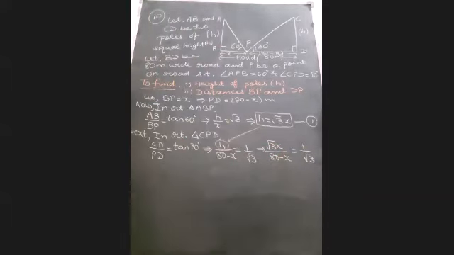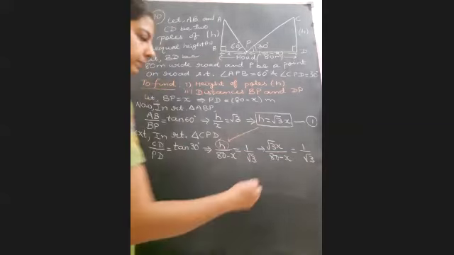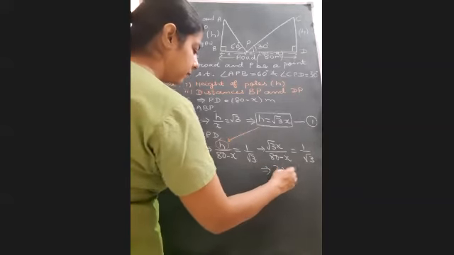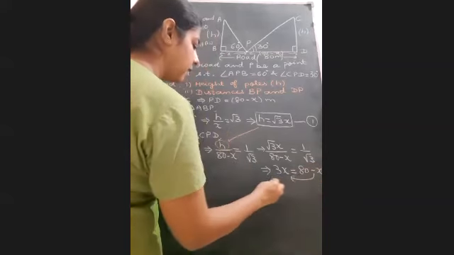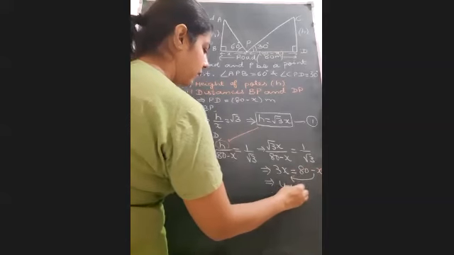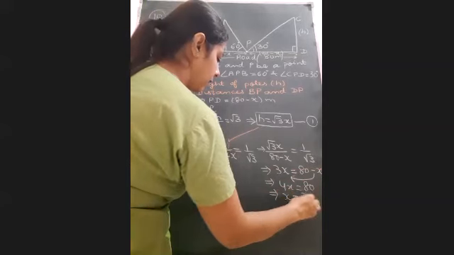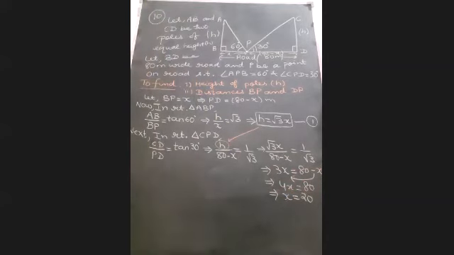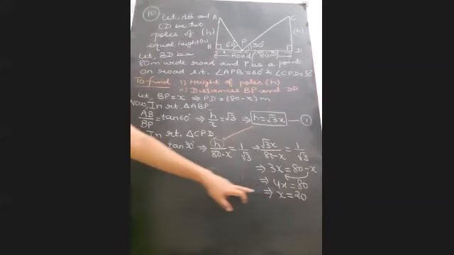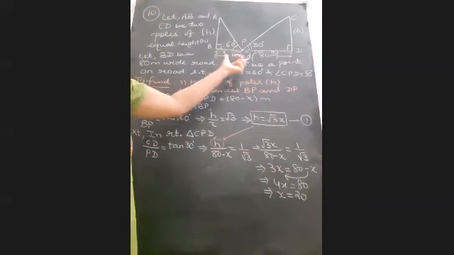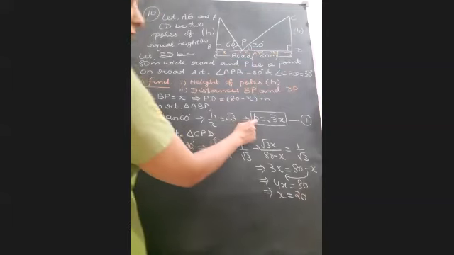When you cross multiply, root 3x into root 3 will become 3x, which is 80 minus x. Bring x this side. 4x will be 80. And this gives me x as 20. Are you with me? Yes, ma'am. Now x 20 means 80 minus x will be 60. And H can be calculated from here.